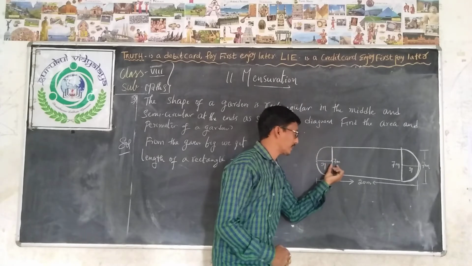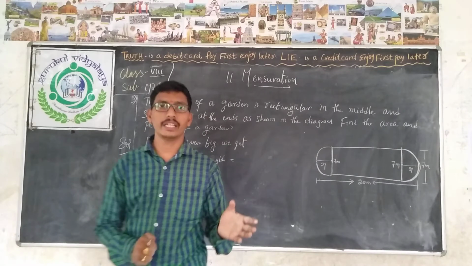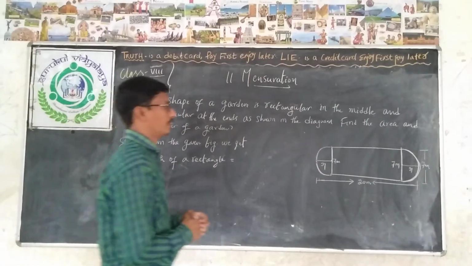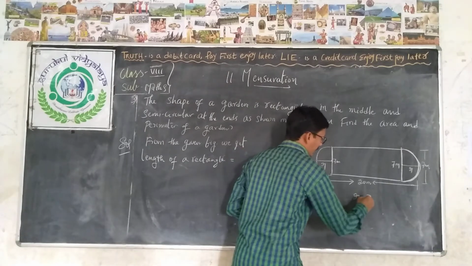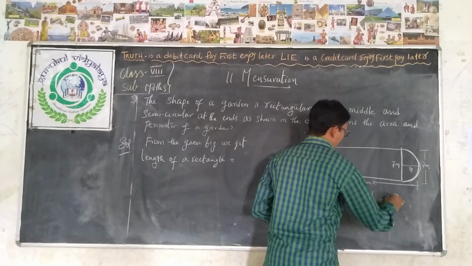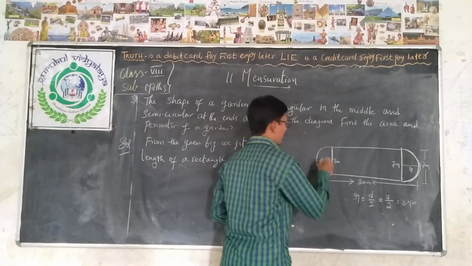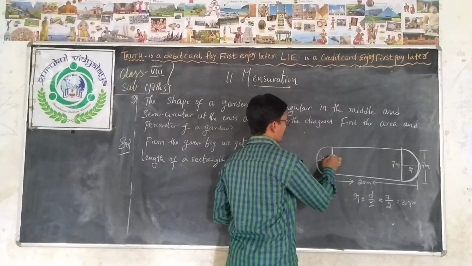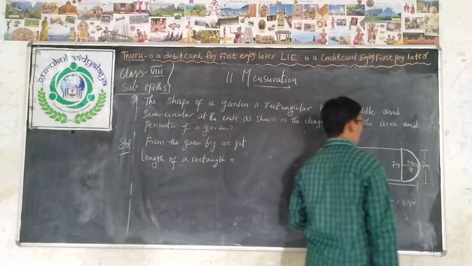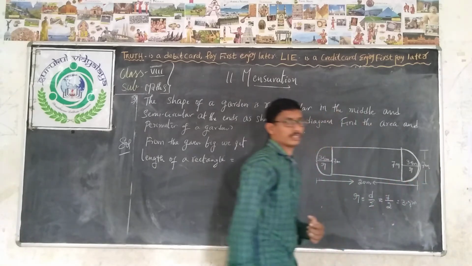So the diameter is 7 meters. Then what becomes the radius? Half of the diameter is the radius. Already we know that half the diameter is the radius. Radius is equal to d by 2, that means 7 by 2, which is equal to 3.5 meters. For the radius, 3.5 meters. So this part and this part have to be removed.